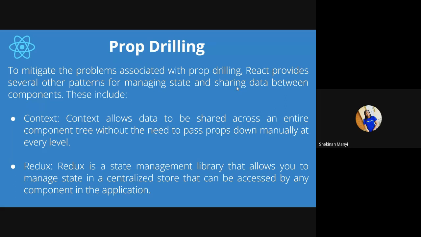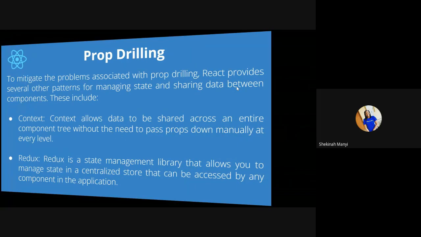Context allows data to be shared across an entire component tree without the need to pass props down manually at the entry level. By the time we've dealt with all we're supposed to deal with, towards the end, I don't know if we really touch context and Redux, but I'm hoping we do. If we are not slow, we can touch context or Redux. Redux is a state management library that allows you to manage the state in a centralized store that can be accessed by any component in the application. So these are some of the ways in which you can solve prop drilling.